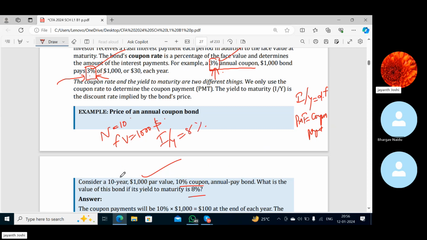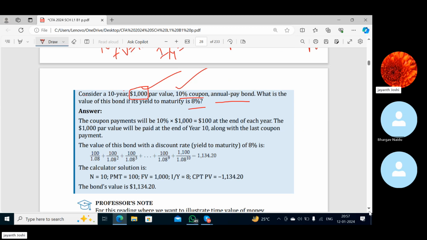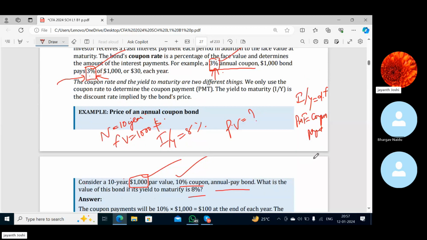So consider a 10-year bond, so 10 years is what we have written here. Consider a 10-year bond which has a par value of $1,000 and which is making a coupon payment of 10%. This is an annual paying bond, and what is the value of the bond if its yield to maturity is 8%? So what are they asking you? They are asking you PV. Am I right or wrong? The present value of the bond is what they are asking. Hello, are you following what I'm saying? That means for such a kind of bond, what are you going to invest today? So shall we do the calculation?